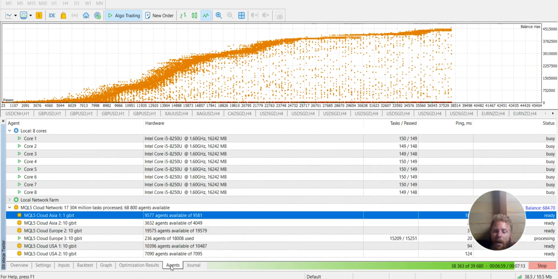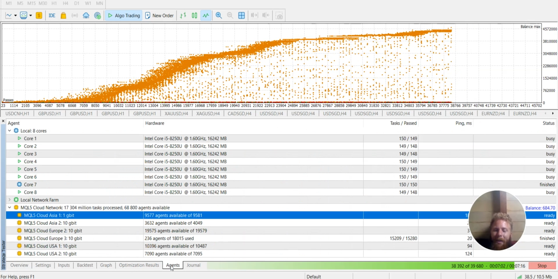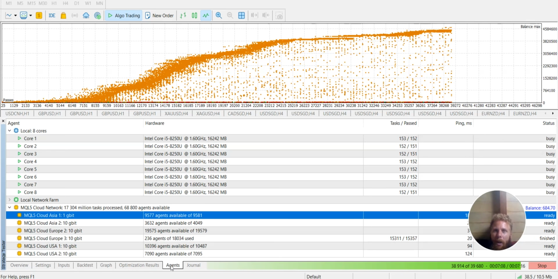Now you see that it is not a basic test that I am showing you now, because I didn't just want to show you a really basic algorithm with 1000 passes with open prices only, because that is not exciting at all. We are at 40,000 passes.